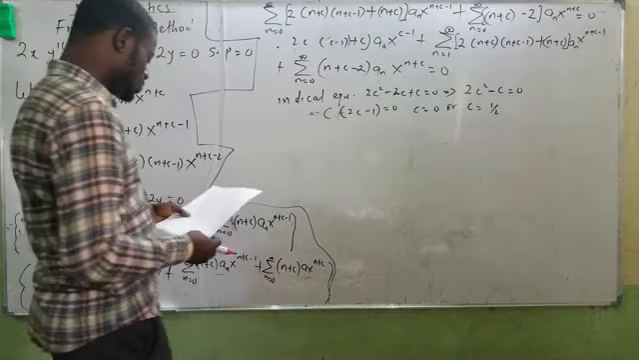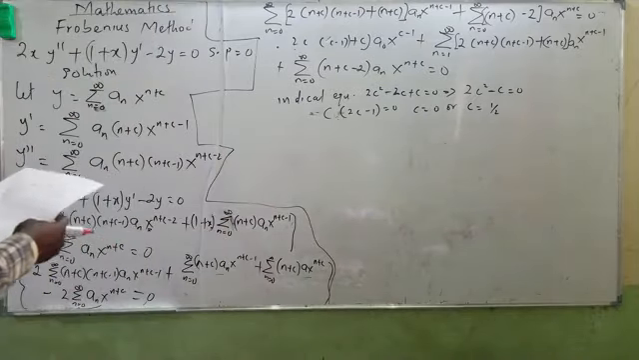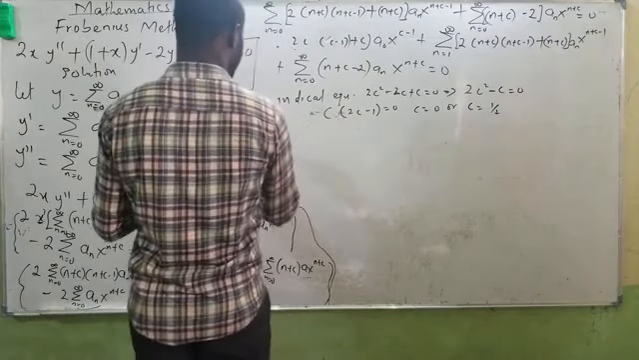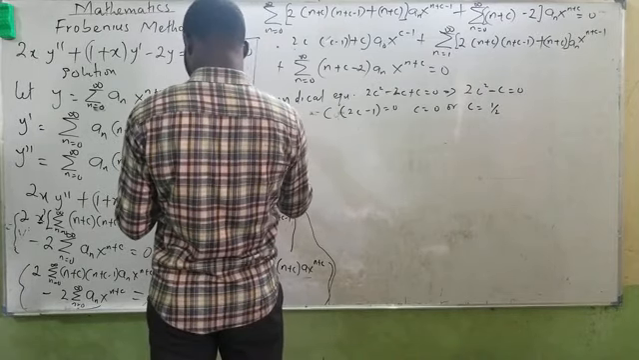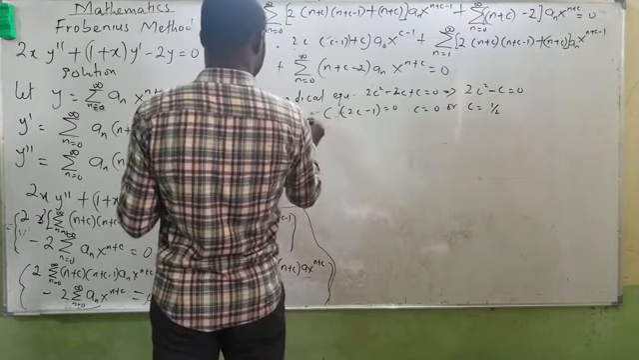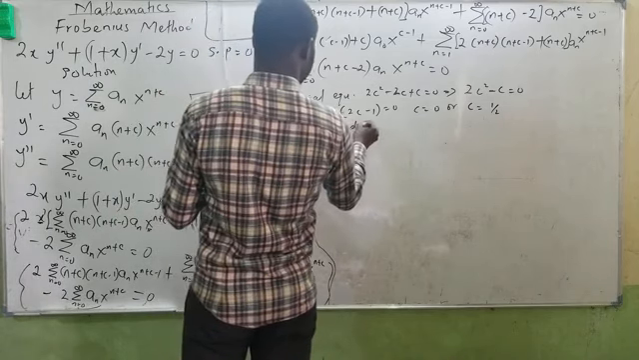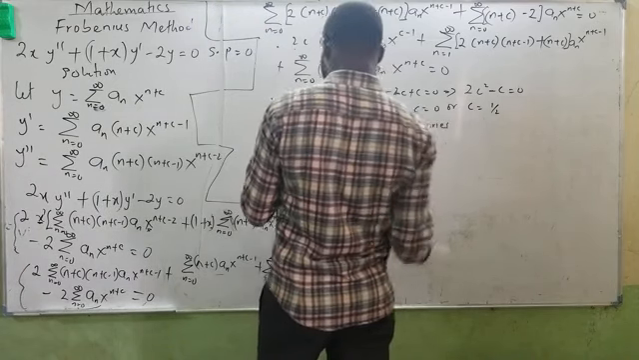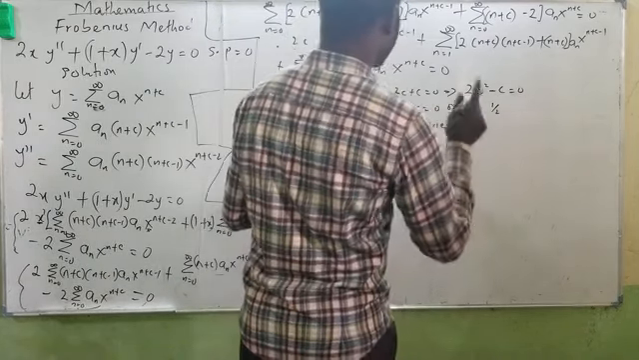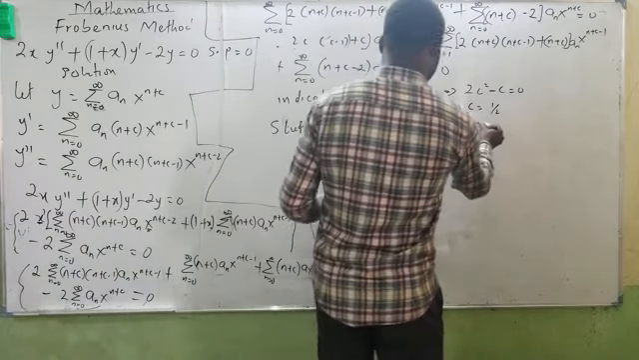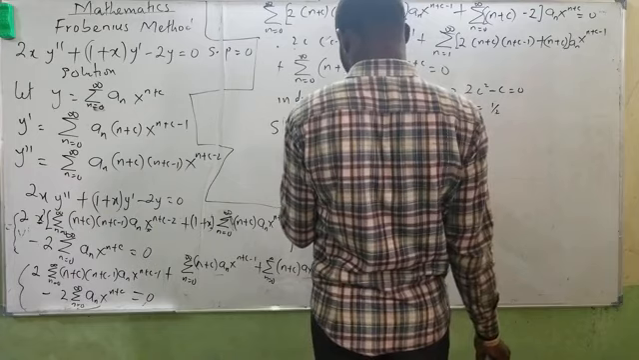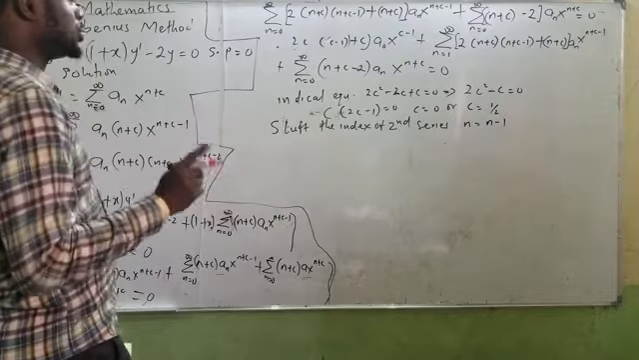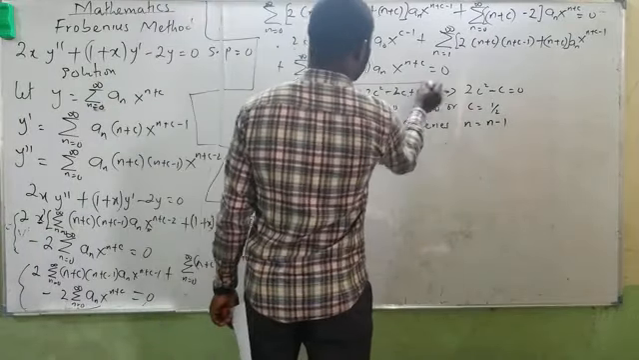Now, the next thing I need to do is shift the index of the second series. Now, how do I shift my index of the second series? Whatever you see there, you put your n equals n minus 1. Take note of that. That is what I will do for my second series.